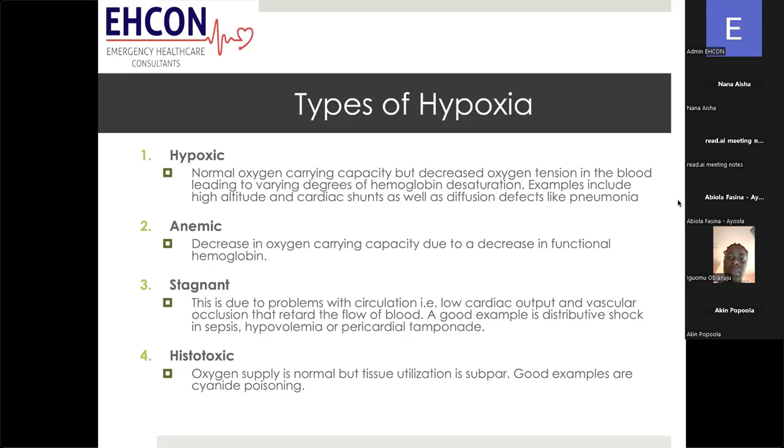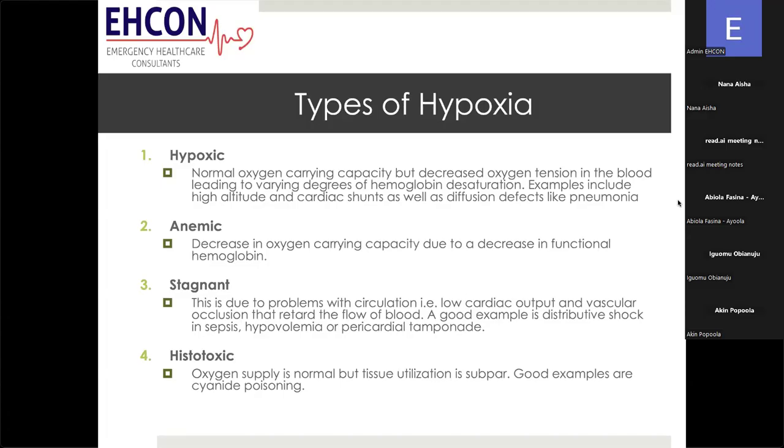We're talking about distributive shock and sepsis, where because of the immense vasodilation, everything is just stagnating and not moving. Hypovolemia, where you just don't have enough blood to go around. Or pericardial tamponade, where the physical obstruction around the heart impedes oxygenation of the blood, but also impedes circulation of the blood around the system.